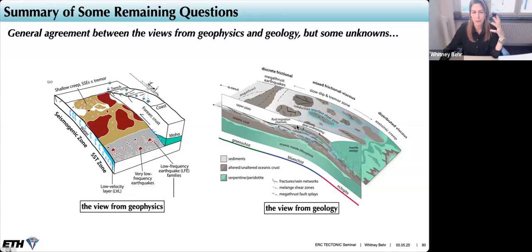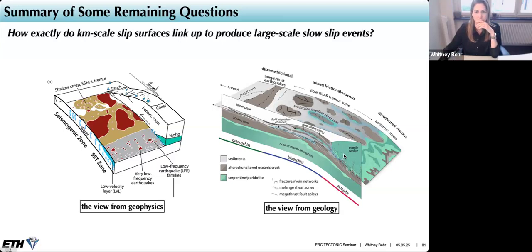But there are still many open questions, a couple of which I'll finish off my talk by highlighting, and see if anyone has thoughts or ideas. So the first one relates to how the kilometer-scale heterogeneities that we see in the field, that seem to characterize maybe this minimum scale of tremor sources, can actually link up to produce the spatial dimension of slow slip, which is on the order of tens to hundreds of kilometers.